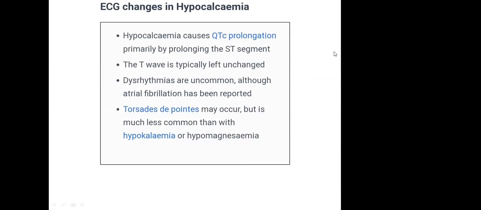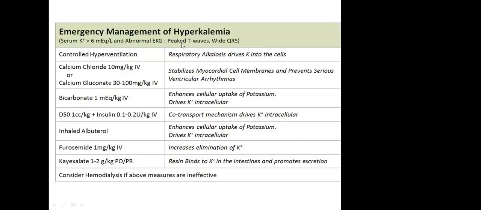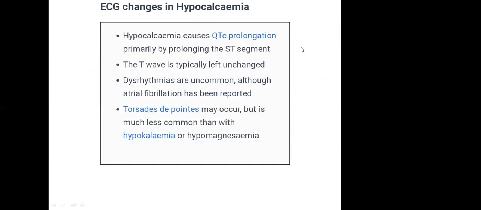Now, when we talk about QTc prolongation, this is another set of problems which is commonly seen, that is drug-induced QT prolongation. There are various common drugs used in pediatric practice which have this side effect. For example, in case of hypocalcemia, which is very commonly seen, the T wave will remain unchanged. Dysrhythmias are very uncommon in pediatrics, although atrial fibrillation has still been reported.